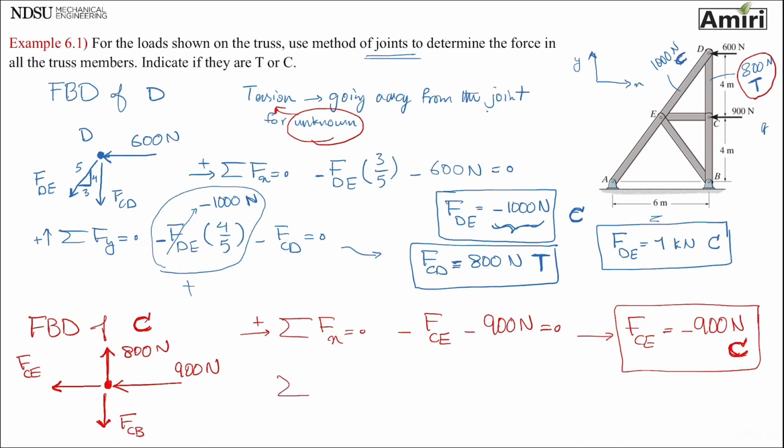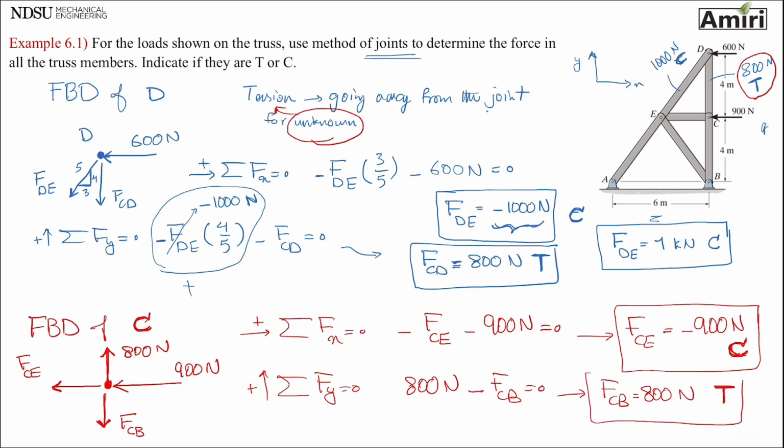Okay, summation of forces in y equals 0. Anything that goes up is positive. I have an 800 Newton pointing up. I have minus FCB equals 0. So FCB is going to be 800 newtons. It's plus, so I'm going to put tension in it.